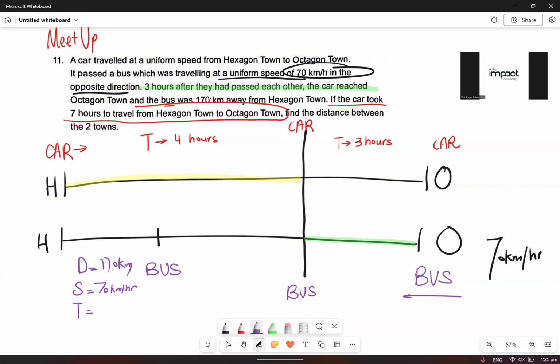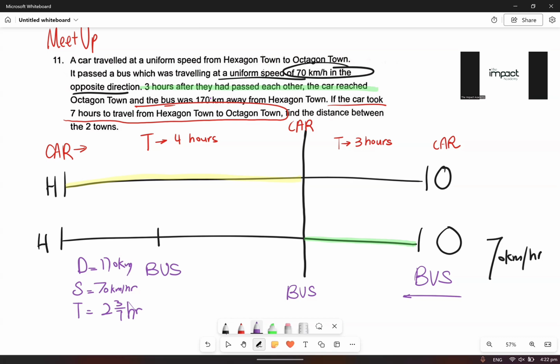Very good. So 170 divided by 70, we get an answer of 2 and 3/7. So let me just put 2 and 3/7 hours. Am I making sense or not making sense? 2 and 3/7 hours. That is the first part. Understand or don't understand? Yes. Okay, very good. So let's see how else. What else can we do?